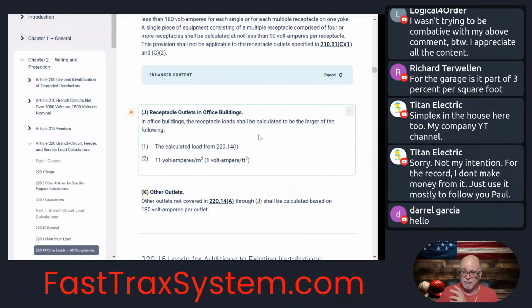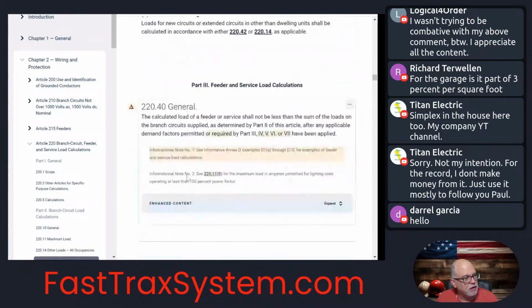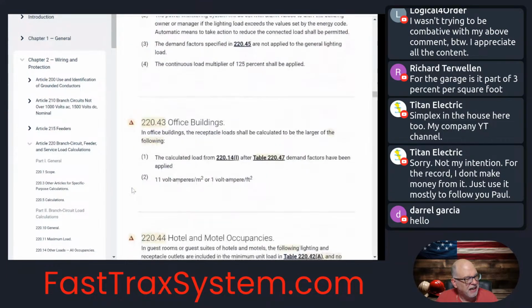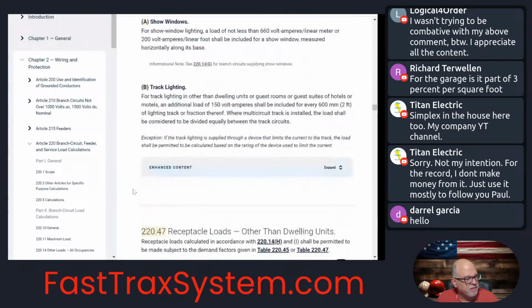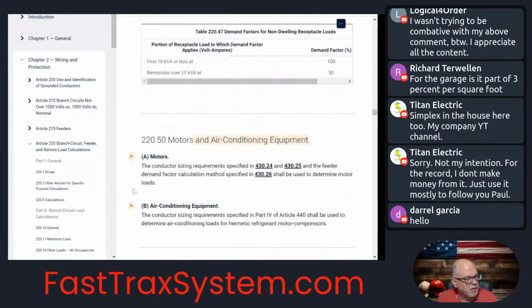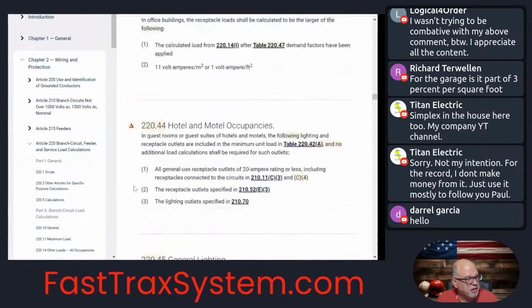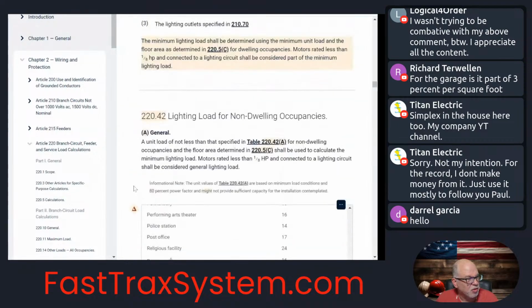This should be old hat for you folks. All right. So now, if we're looking here, what has changed? Where do we get the 3 VA per square foot now in the 2023 edition? Well, we have to scroll down a little bit. Bear with me here. I think I went too far. I'm scrolling through this thing, and it's just rolling along.